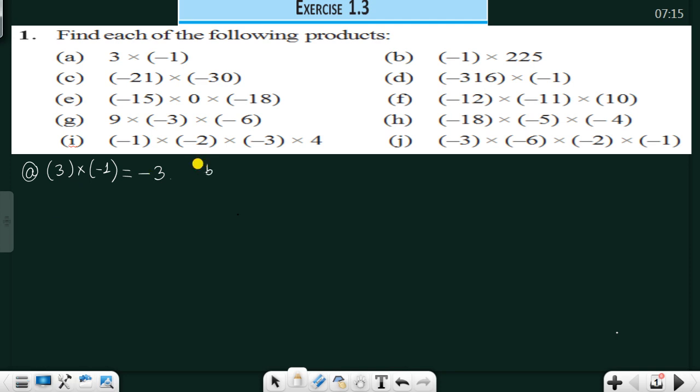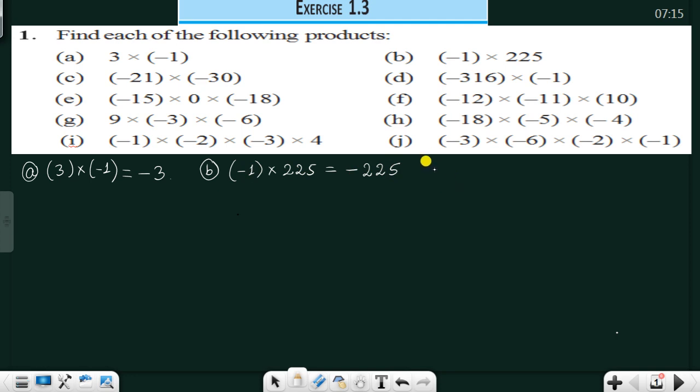Question number B is minus 1 into 225. We know that minus into plus is minus, and if we multiply 225 with 1, we are getting 225, and that is the answer, right?